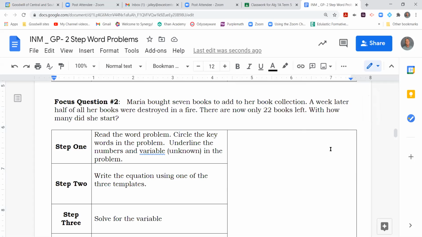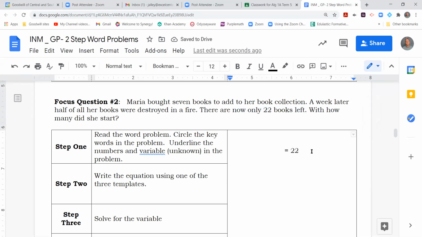Okay, well, if we wanted to start with the total, start with the end and work backwards, I think this is the total here. Now she has only 22 books. So I'll start with that, 22.